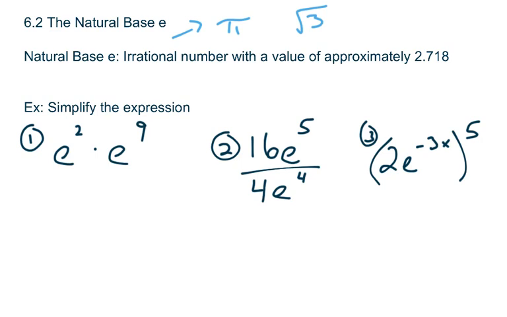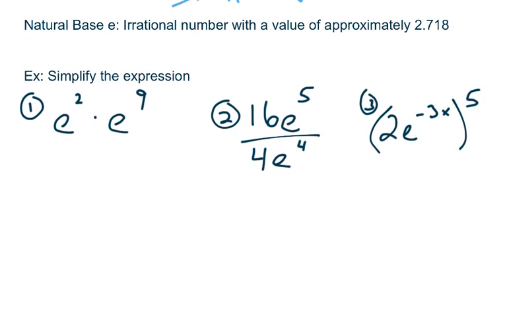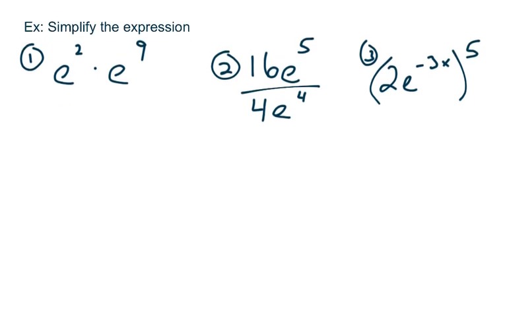We can do a couple of different things with e. For the first example here, simplify the expression. We can treat it like a variable. For the first example, e to the second times e to the ninth, well, we've got the same base, and we're multiplying, so all we need to do is add the exponents to get e to the 11th, and 2 plus 9 gives you 11.